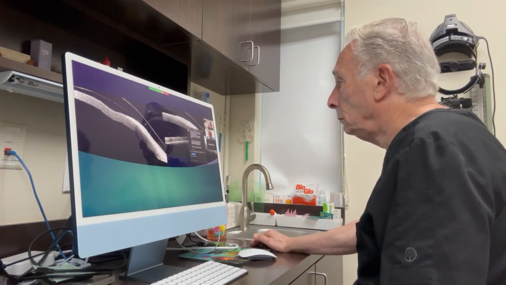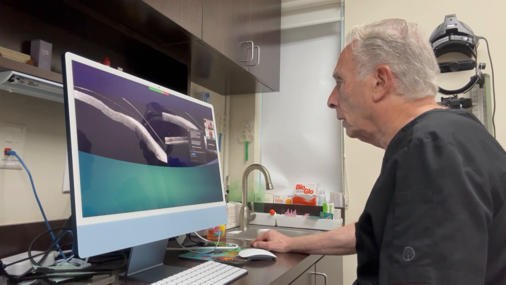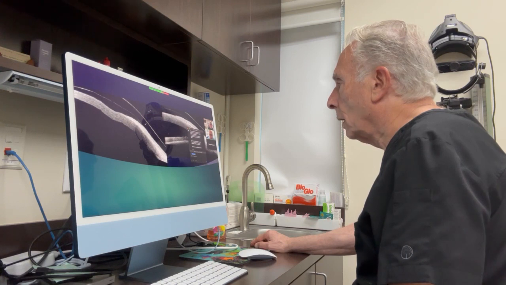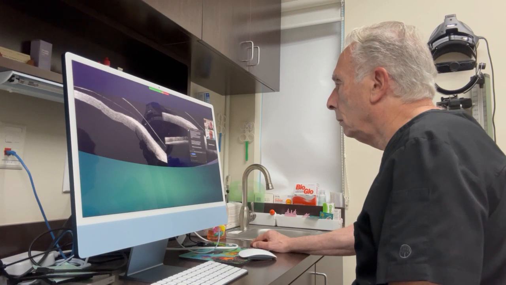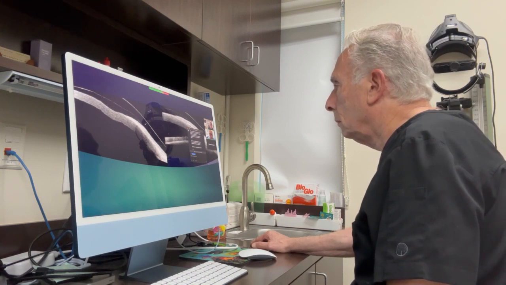For the people who have had herpes zoster, herpes, or adenovirus conjunctivitis, and they have an irregular surface, some people are thinking that putting contact lenses, even scleral, will put the cornea at risk. What do you think about this? I don't think so.